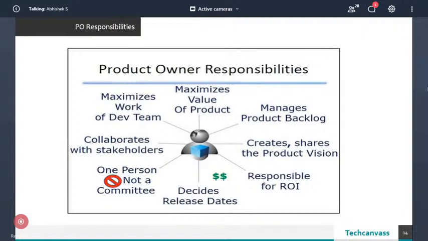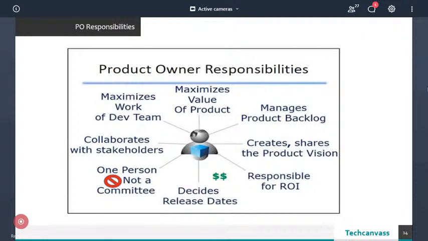And eventually, the product owner is also responsible for the ROI, the return on investment. So he or she is equally responsible for how much the return on investment would be. How much revenue generation will there be from a particular feature? What are the sales, the amount, or the stuff that you've got from the market? So this is a very important role.